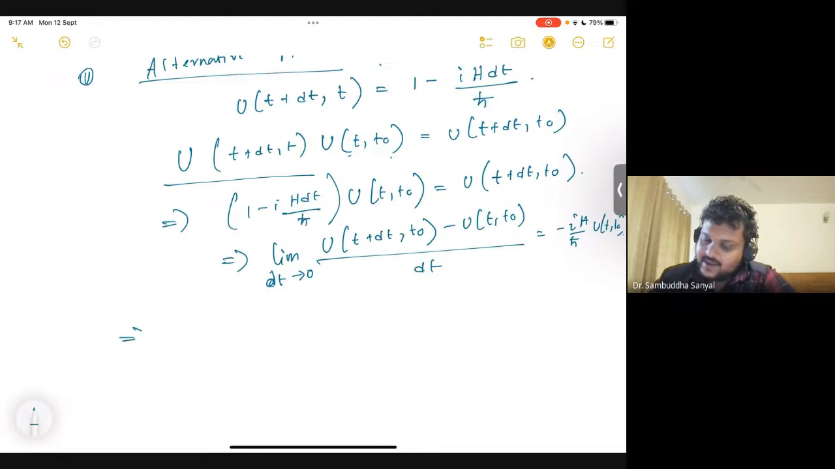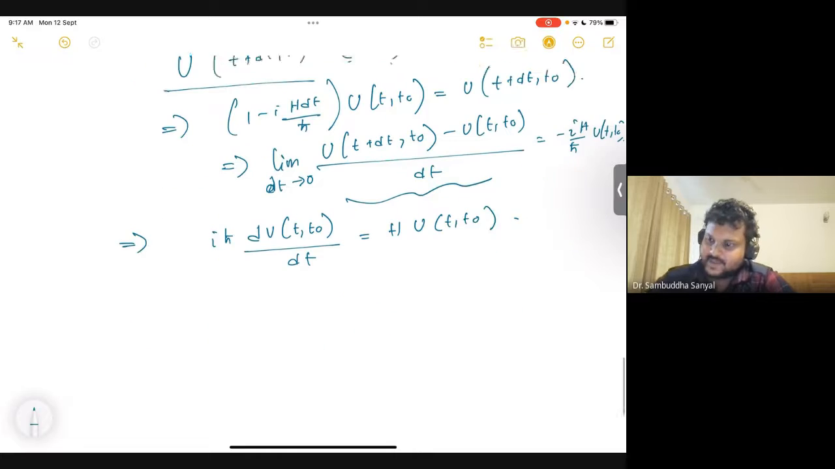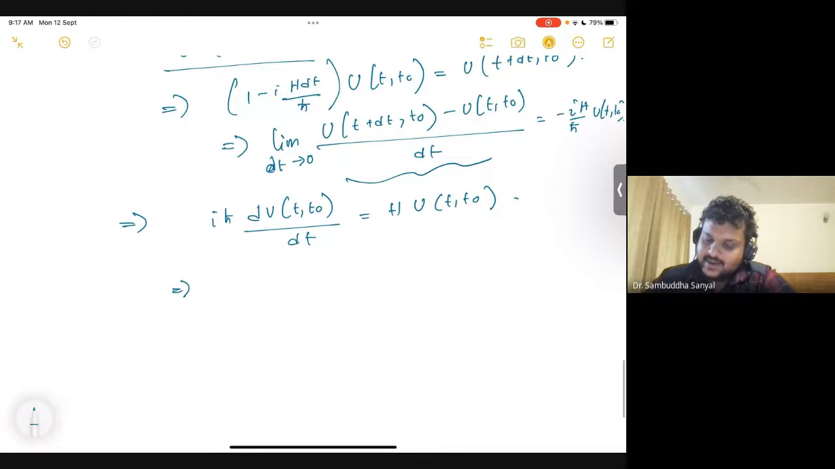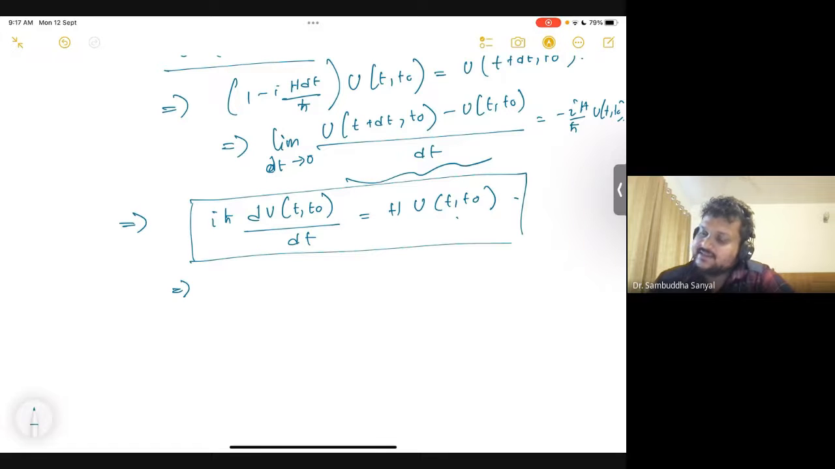So now I just write it in a compact form. So this thing is i h bar dU(t, t0)/dt = H U(t, t0), and now I can apply on both sides. This is an operator relation. Okay, this is an operator, this is an operator. Now this is a relation between operators, and now I can act it on these states.